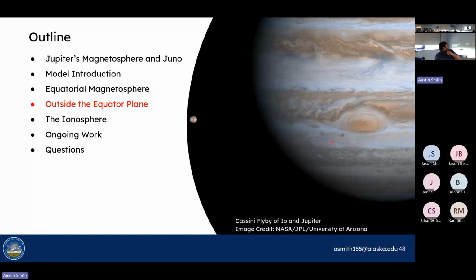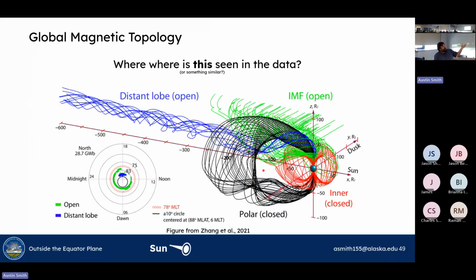Okay, so now we're going to look outside the equator plane. I showed this figure before. Sun's over here, Jupiter's here. The red field lines are being traced from this circle in the ionosphere. The green field lines are being traced from here, which actually connect to the IMF, so they're open. The blue field lines trace all the way down the tail, so they're considered open. But then in the high latitude, there's this black region of closed flux.